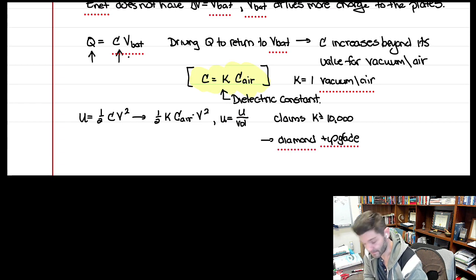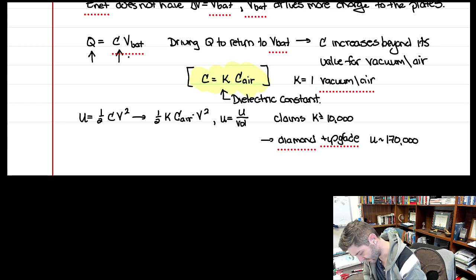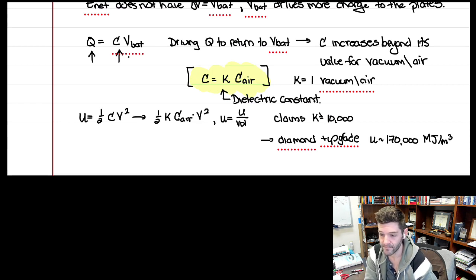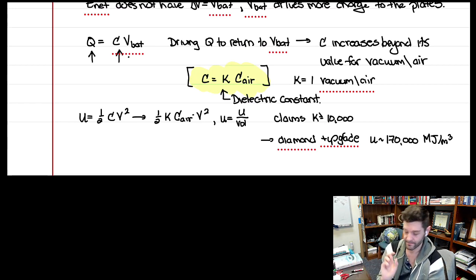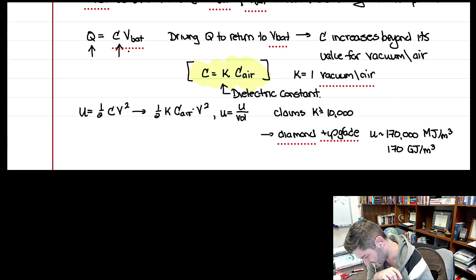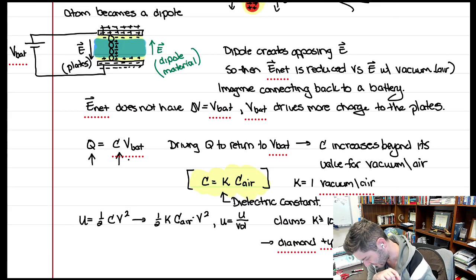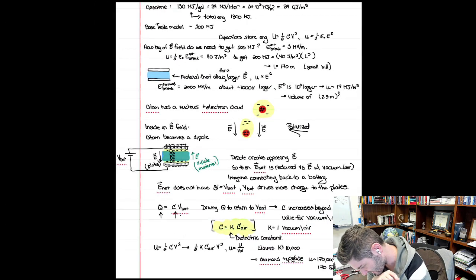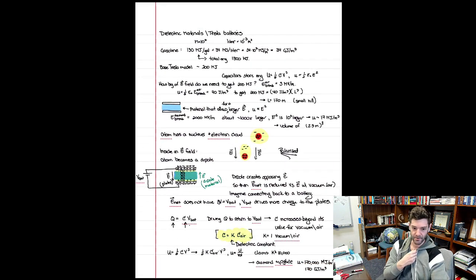that then ends up getting us energy densities of about 170,000 megajoules per meter cubed. Notice that is 170 gigajoules per meter cubed, which exceeds what we had for gasoline. This would make it even better than gasoline. We said gasoline was about 34 gigajoules per meter cubed, versus now this would be something like 170 gigajoules per meter cubed.